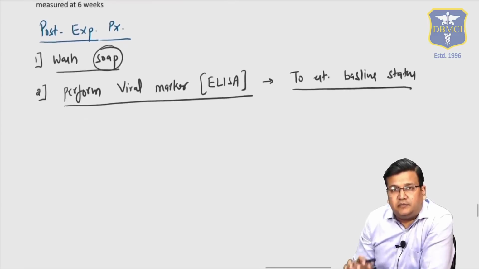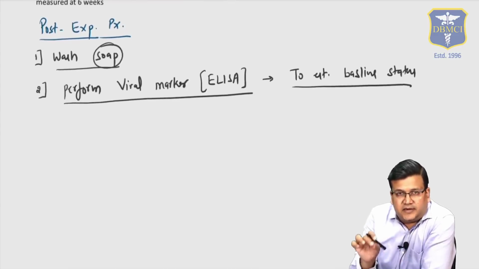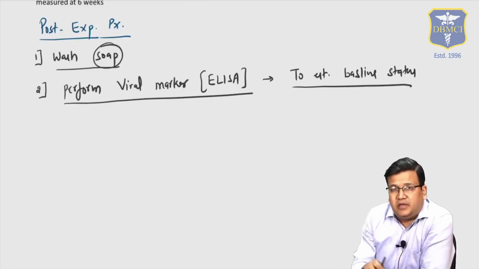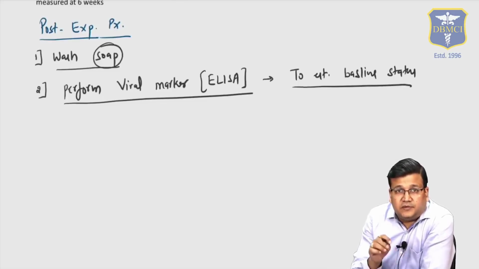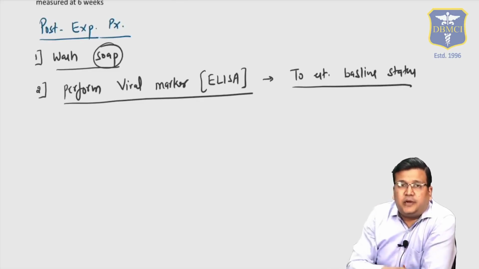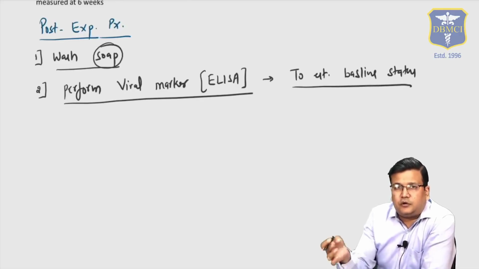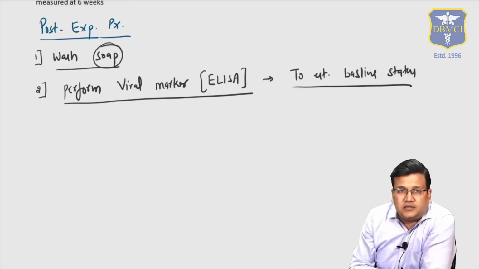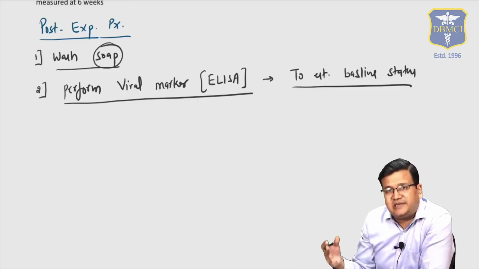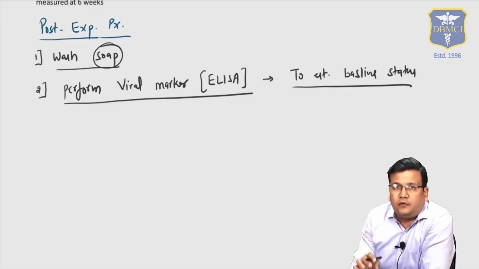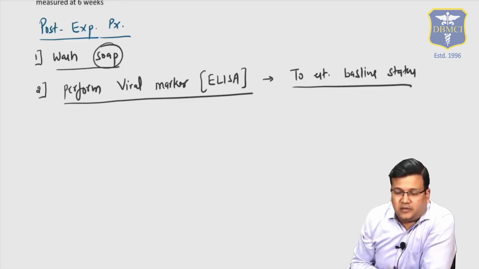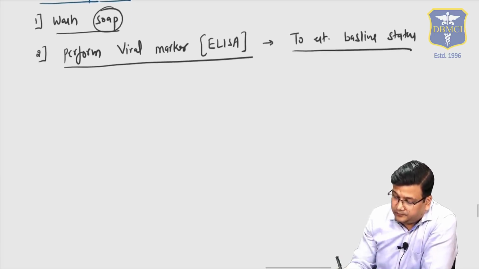It is imperative to know whether at the time of prick the patient was HIV positive or not. Maybe this nurse was already having HIV from previously. How do we know? Mere prick would not cause HIV positivity in a few hours. So we need to establish the baseline status of the patient and therefore we perform the HIV markers or the ELISA test.